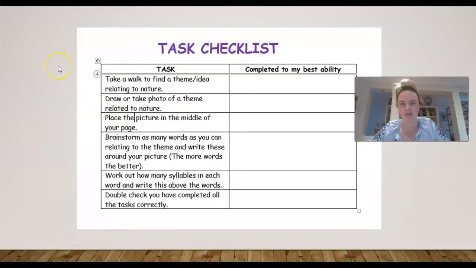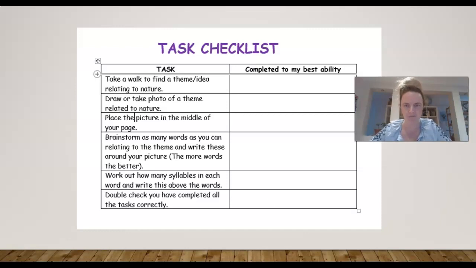Okay, the other thing I've included here is a checklist. You need to read the task, and if you've completed it correctly today, you need to give yourself a tick. So take a walk to find a theme, idea relating to nature, tick. Draw your picture, tick. Put the picture in the middle of your page, tick. Brainstorm all your words, tick. Syllables, work out the syllables, tick. Double check everything, tick. I started to get really fast then.